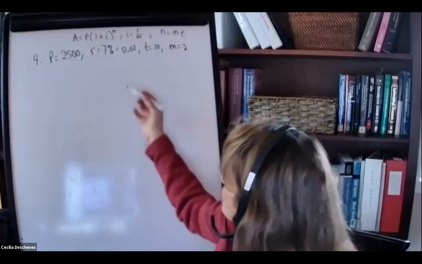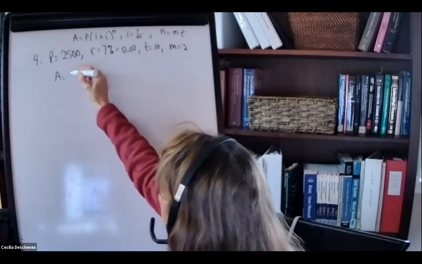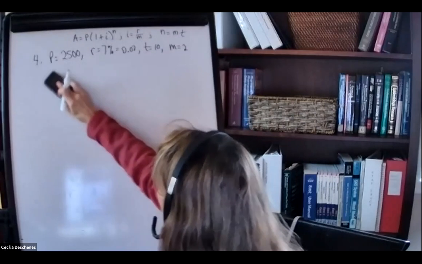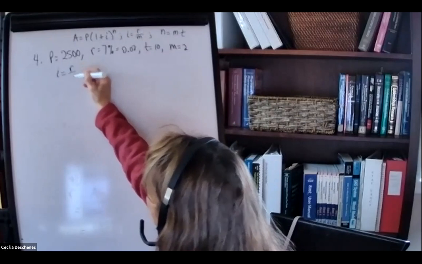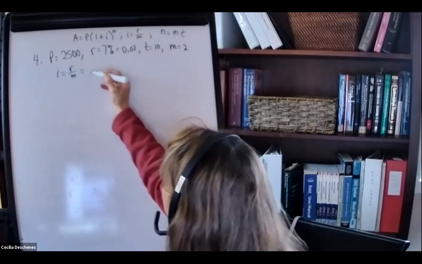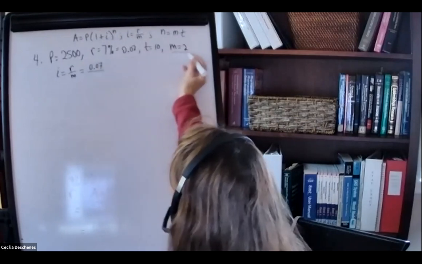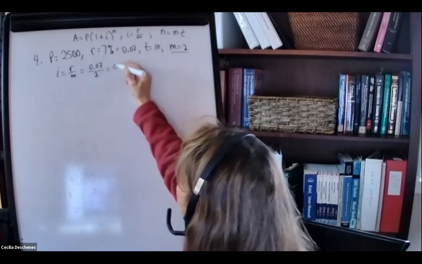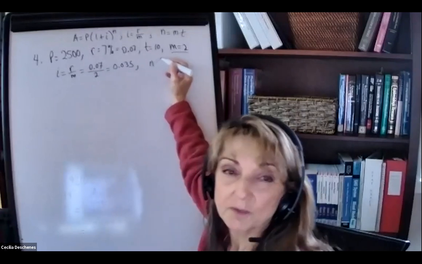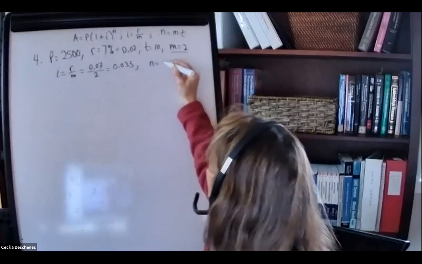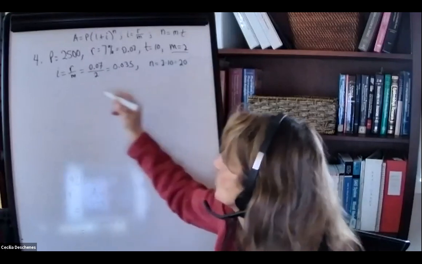Okay, so what we need to do is go ahead and plug into this formula. Before we do the amount, let's calculate the I and the N. So the first thing to do is to calculate the I. Remember, the I is the annual rate divided by the number of conversion periods. So our rate here is 0.07 divided by 2, and that's 0.035. And then our N, or the number of times we're going to be applying this conversion formula, is just our number per year times the number of years. And so that's 2 times 10, or 20.